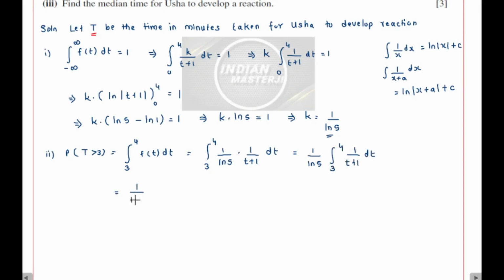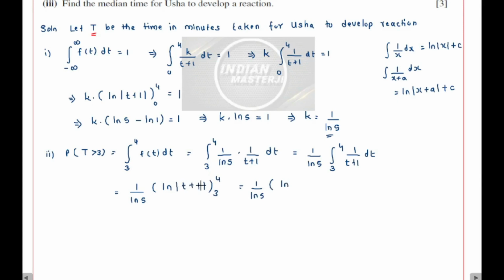So this will become 1 by ln 5 outside, and integration of 1 upon T plus 1 again will give me what? It will give me ln of mod of T plus 1, correct? And I will have to put the limit 3 to 4. So what do I get here? I get this as 1 upon ln 5 outside, and inside the bracket I'll get this as ln of 4.